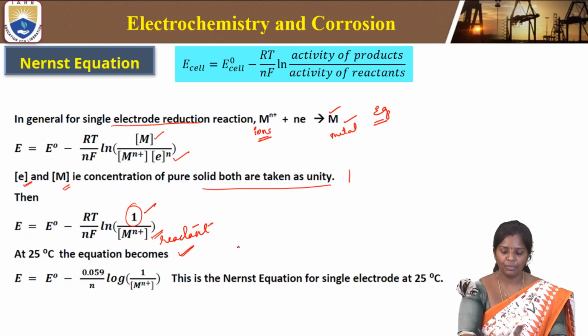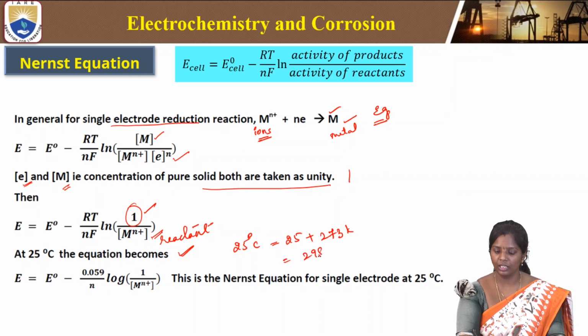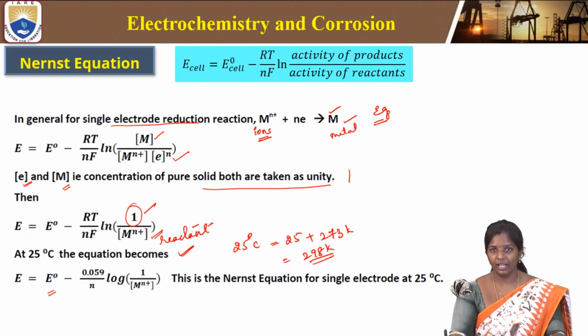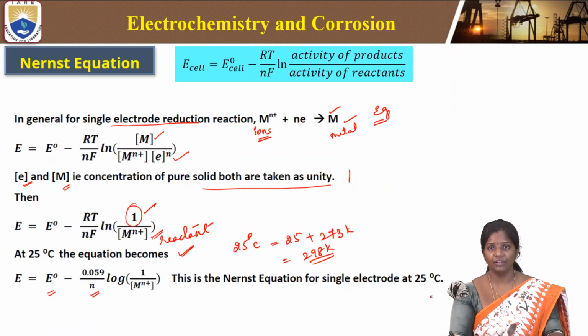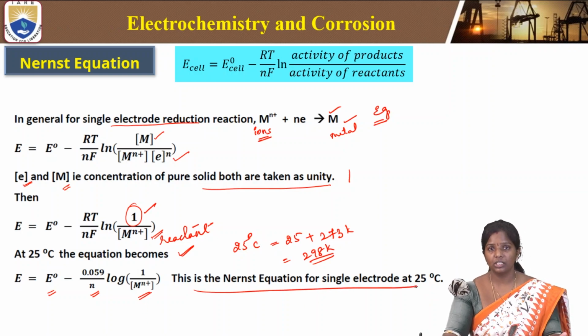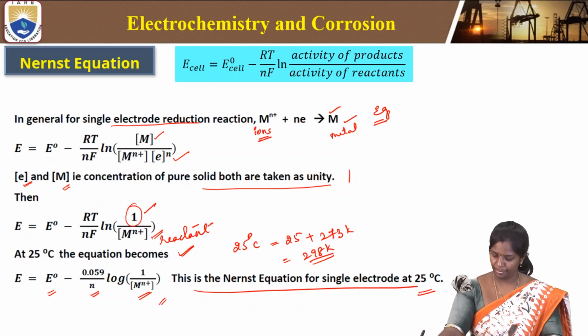At 25 degrees, what happens? 25 degrees is 25 plus 273 Kelvin, that is 298 Kelvin. After substitution, we get E is equal to E naught minus 0.059 by N, where N is the number of electrons, log 1 by Mn plus. This is the Nernst equation we use for the single electrode potential at 25 degrees centigrade. Whenever 25 degrees centigrade is given in the question, we can go straight to this formula for the electrode potential calculation.